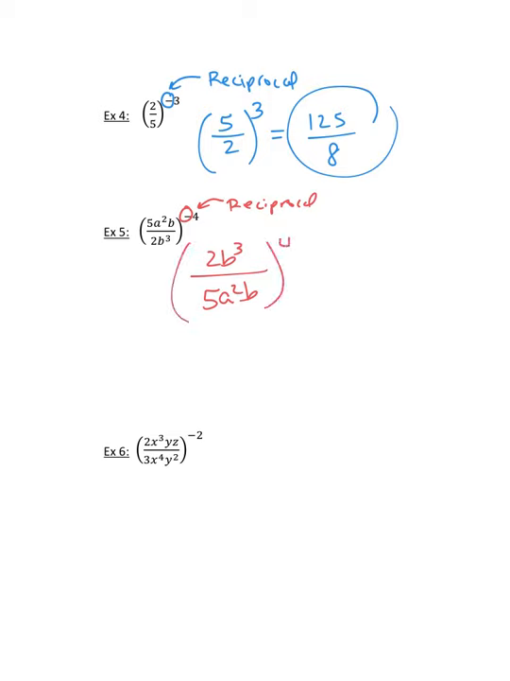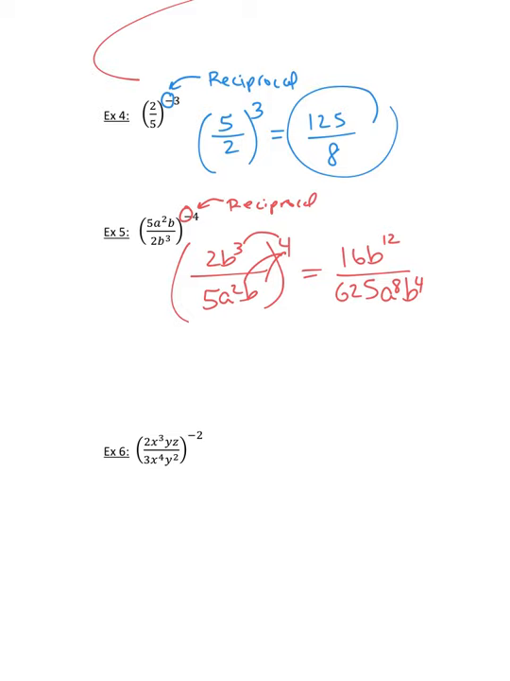Now this is all to the positive fourth power. So we're going to raise everything to the fourth power. So we're going to go 2 to the fourth, 2 times 2 times 2 times 2 is 16. B to the third to the fourth is power of a power, so I multiply: b to the 12th over, now we're going to do 5 to the fourth power. So that's going to give you 625. And then we're going to again multiply power of a power. So a to the 8th and then b to the 4th, right? 4 times 2 and 4 times 1.